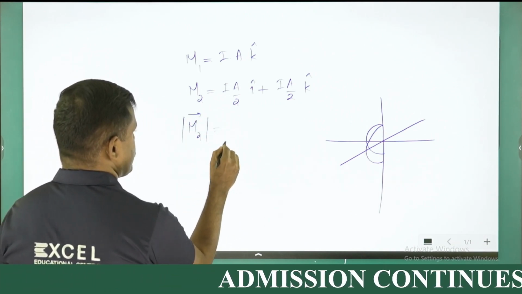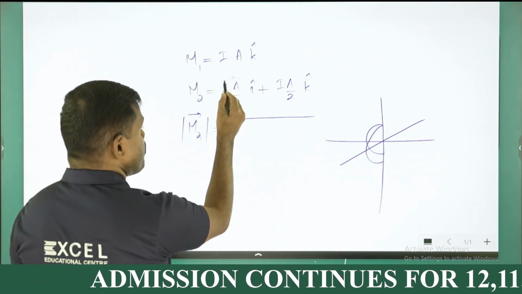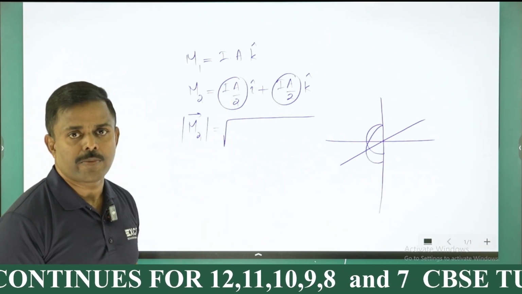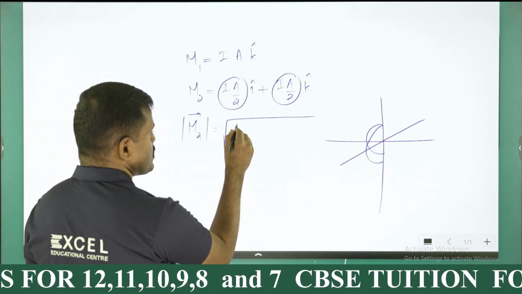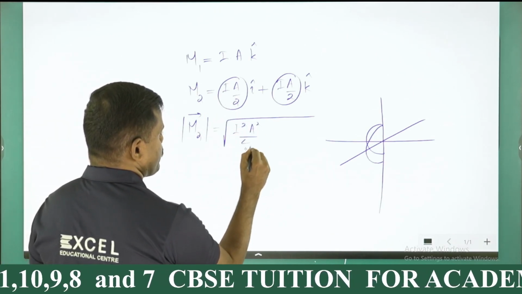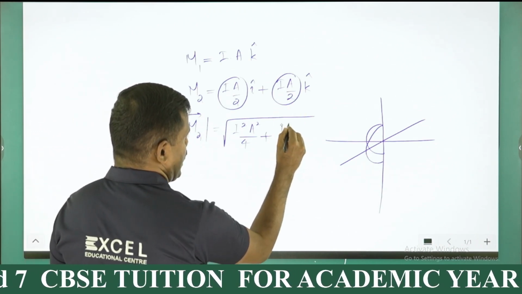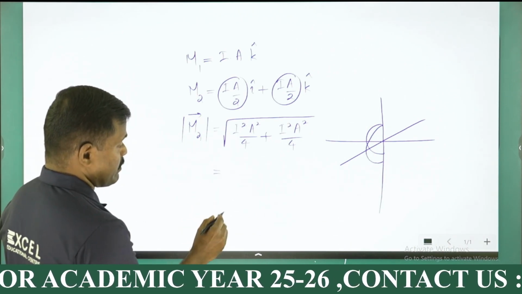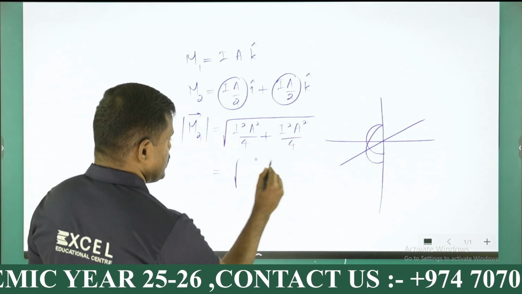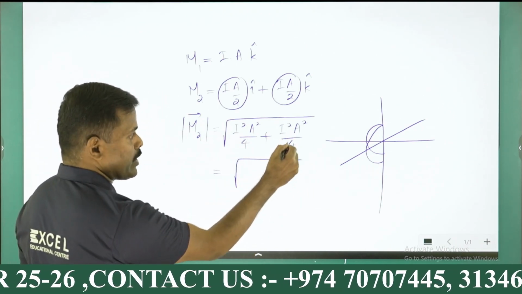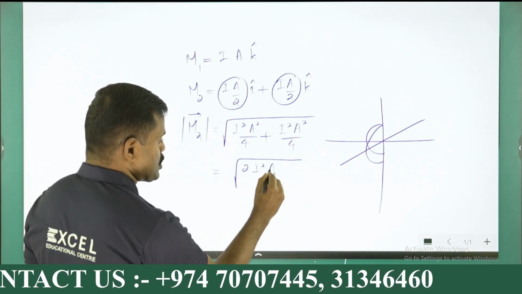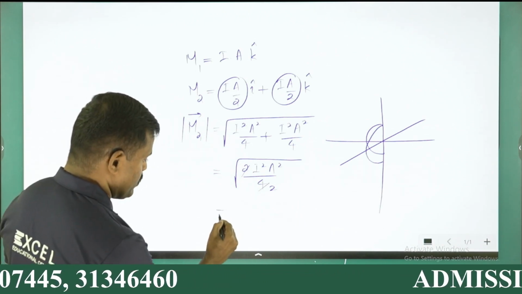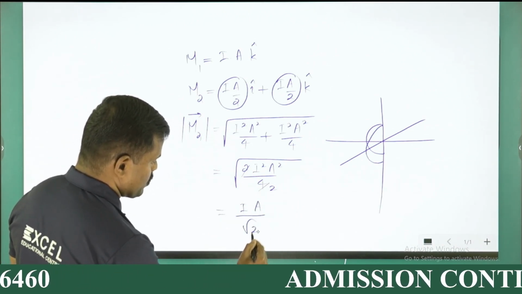M2, the magnitude of this vector, is given by the root of this component squared plus this component squared. X squared plus y squared. What is the square of this? I squared A squared by 4 plus I squared A squared by 4. When you do the simplification, you get 2I squared A squared by 4. Let's cancel these numbers. It is 2. Take the square root. IA by root 2.